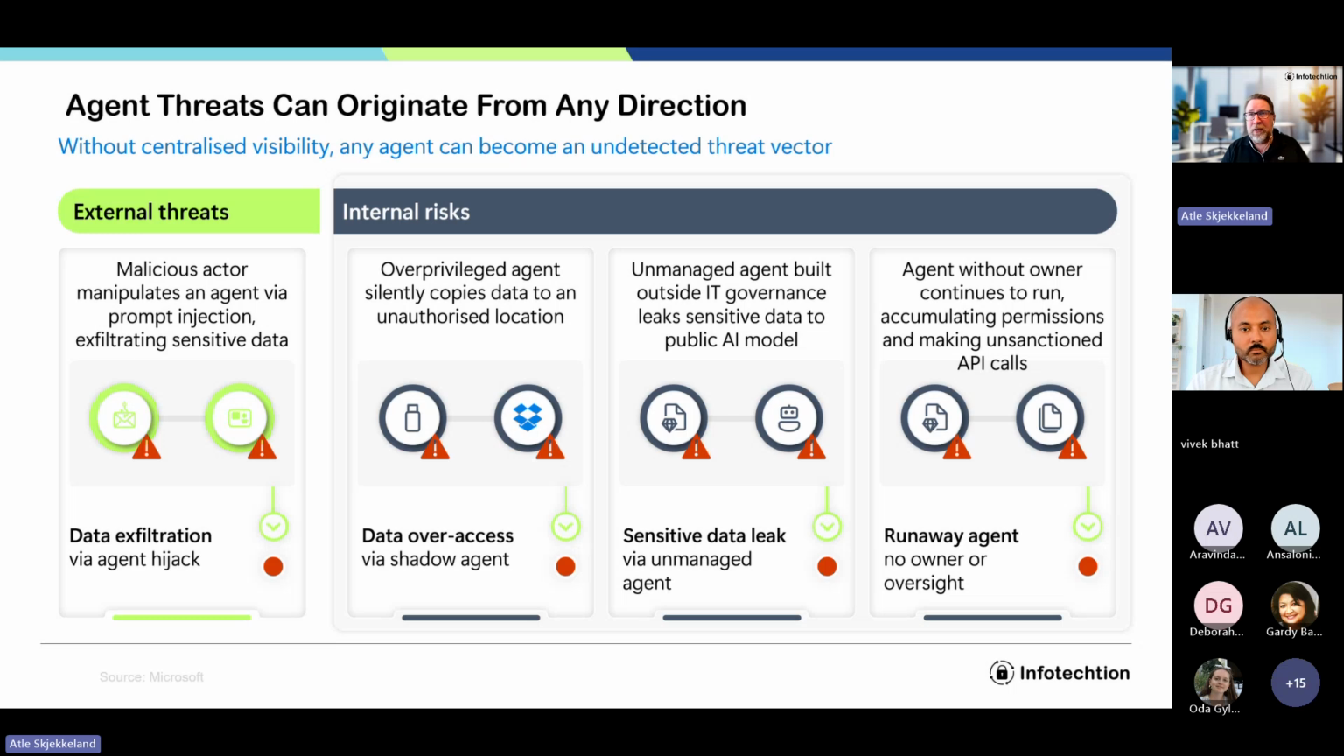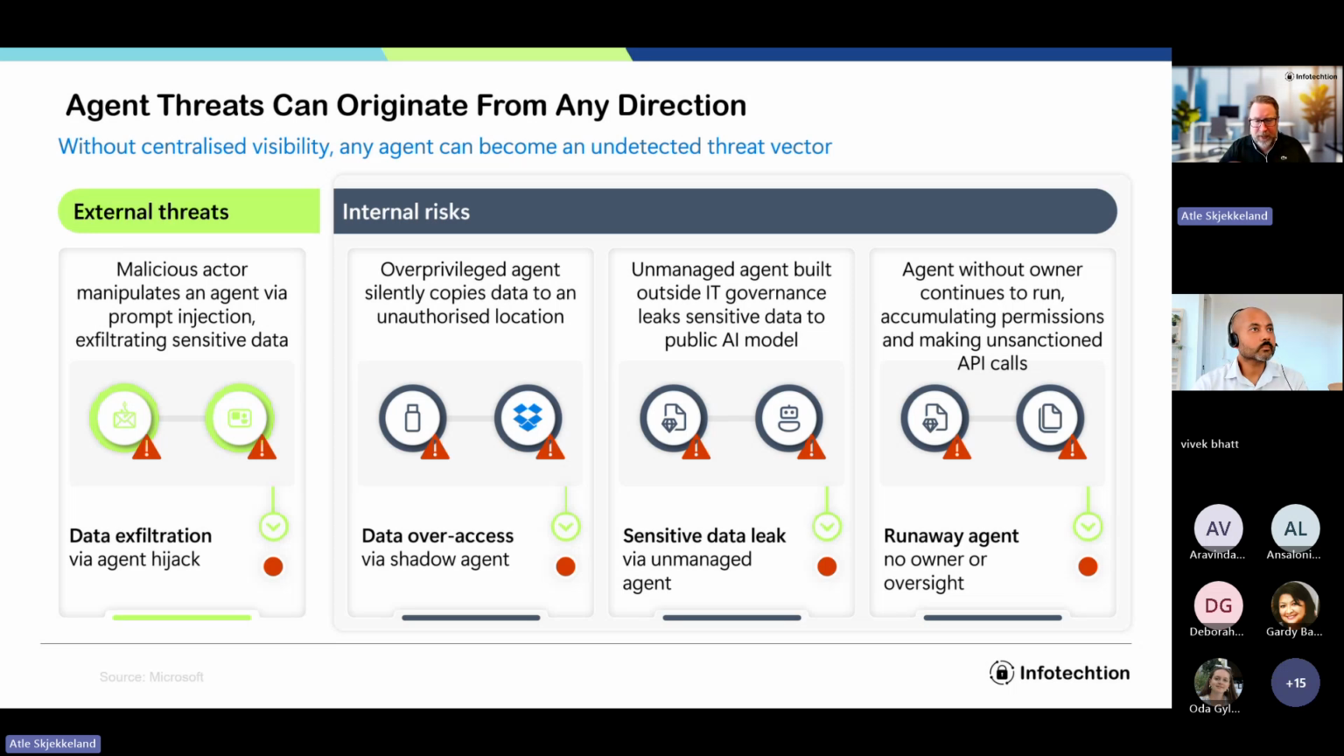It's the old joke: if you're not paying for it, then you are the product being sold, or your data. Or an agent without an owner continues to run, accumulating permissions and making unstructured API calls? So these are just some of the examples, just to set the scene for what we're covering in this webinar.